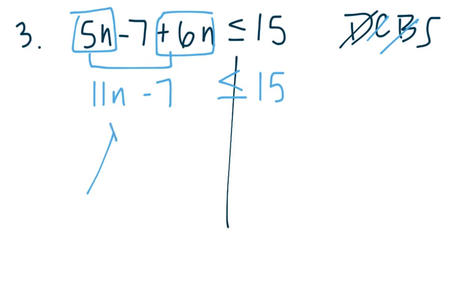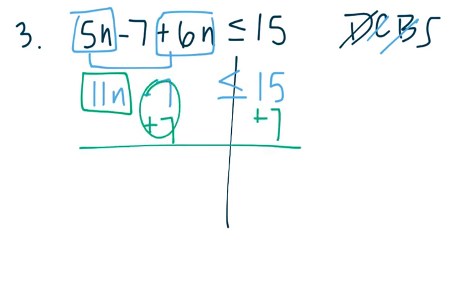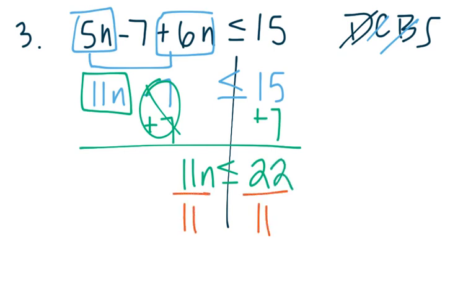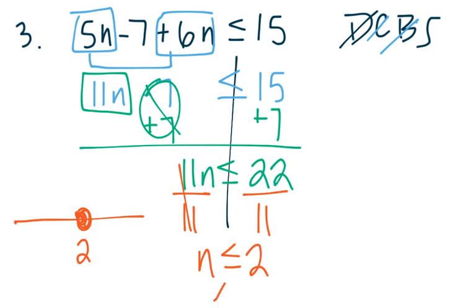Our variable is only on one side, so we don't have to do anything there, and we're just going to solve. I have 11n minus 7, so we'll do the inverse, which is plus 7. We have 11n is less than or equal to 22. Finally, divide by 11. N is less than or equal to 2. So the best answer choice was C. It has a number line with a closed circle because it's less than or equal to, and it's less than, so it's moving to the left.